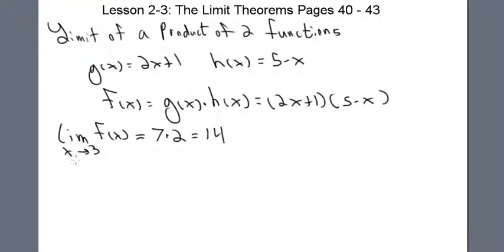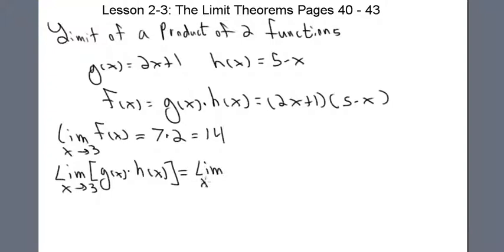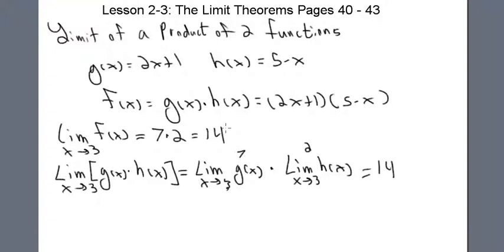Now, a different way to look at this is the limit as x approaches 3, and instead of f of x, I'm going to write g of x times h of x, in brackets, because that's really what f of x equals. Now, according to our rules, I am able to split this up and say this is going to be the limit as x approaches 3 of g of x times the limit as x approaches 3 of h of x. Now if I plug 3 into g, 2 times 3 is 6, plus 1 is 7. Plug 3 into h, 5 minus 3 is 2, 7 times 2 is 14. It matches our original limit. So for multiplying functions, we can just take the limit of the individual functions and then multiply them together. You do not have to do it like this, but the rule says that it works both ways.